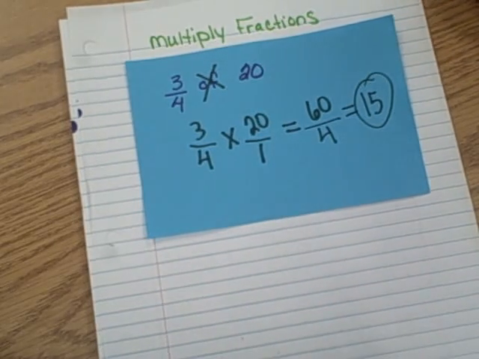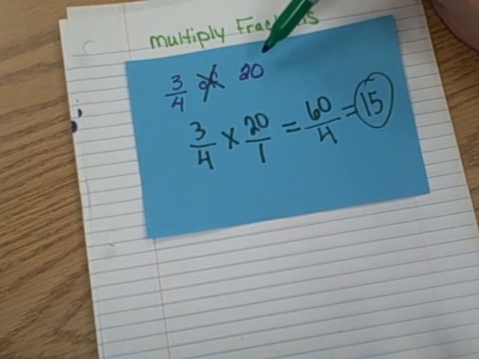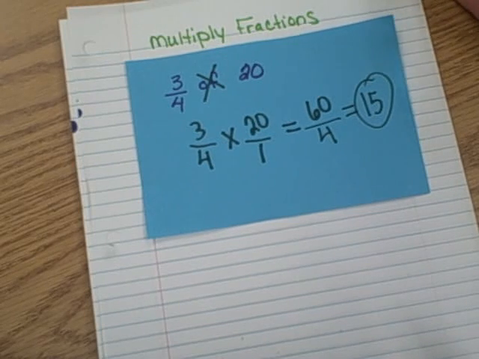So in a story problem, this might be 3/4 of the students went to the dance. If there were 20 students in the class, how many went to the dance? Well, 15 did, because 3/4 of 20 is 15.